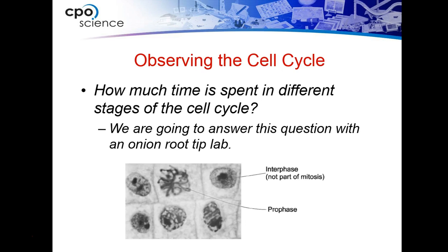The last thing, we are going to do an onion root tip lab in which you look at onion root cells under the microscope, and they're undergoing mitosis. So you will need to be able to tell what phase the cells are in. If you look at an example here, the nucleus is very clear. This one would be in interphase. Some of these are in late interphase. This guy is in prophase. And you'll also look at metaphase and anaphase and telophase as well. But that's for another day.